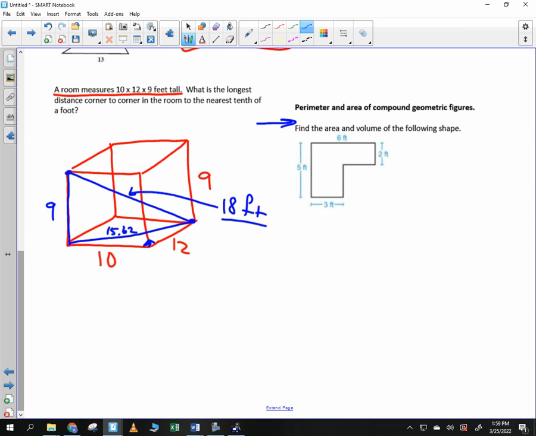All right, move over to this side. Find the area and the perimeter, not the volume. Find the area and the perimeter of that shape. Ready, set, go.